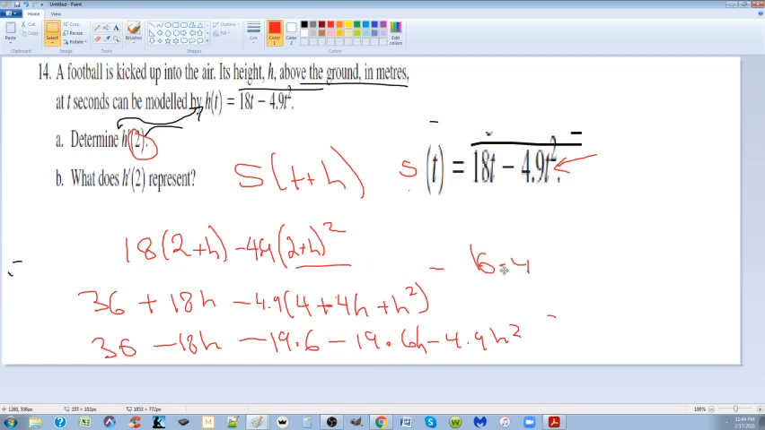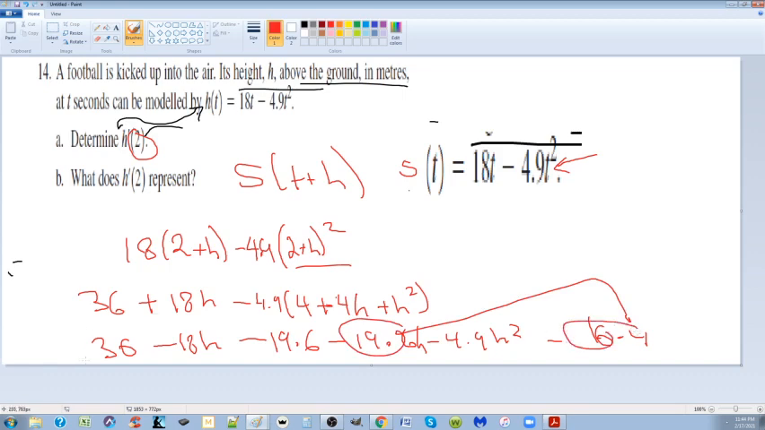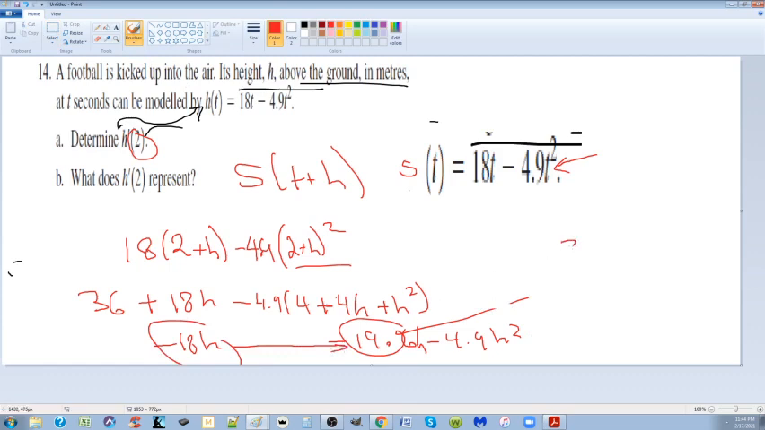All minus this. And you're going to discover that this 19.6 plus this 0.4 becomes 20, minus 36, cancels that one out. If it doesn't, you made an arithmetic error somewhere. So you're going to get that, and that gets rid of that one. And then you discover that we've got minus 18h minus 19.6h, which is minus 37.6h. And we've got a minus 4.9h squared, which, let's see, plus 18h, that's minus 1.6h minus 4.9h squared, all over h.